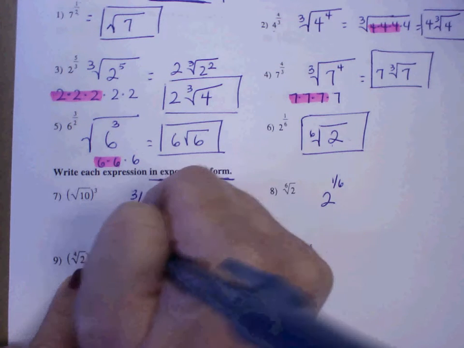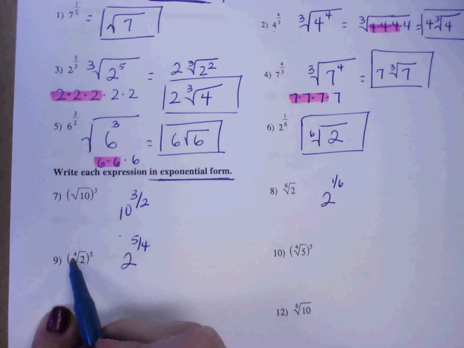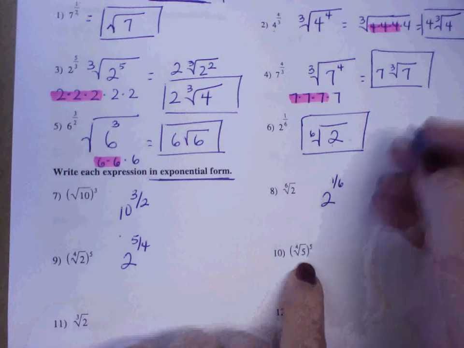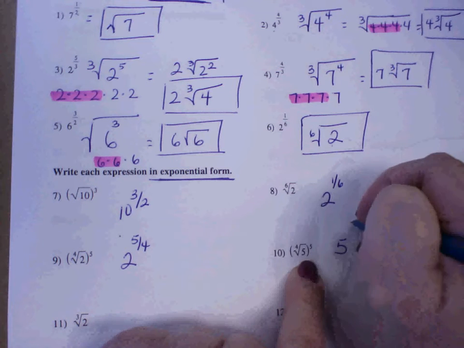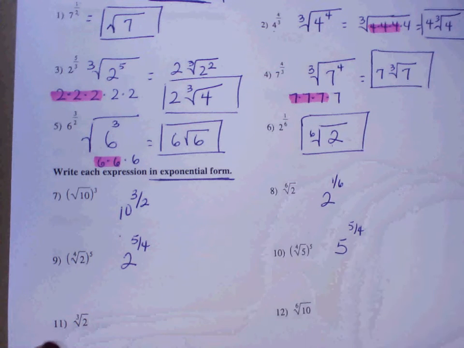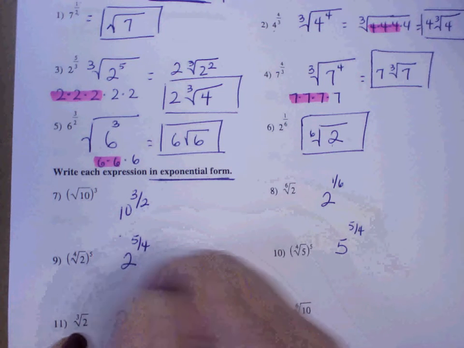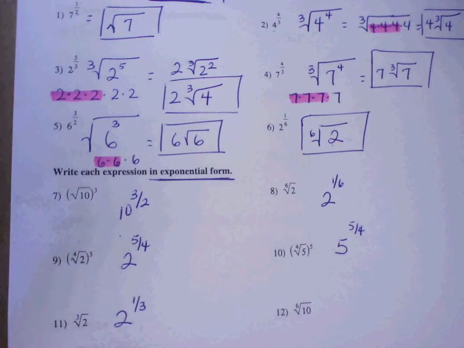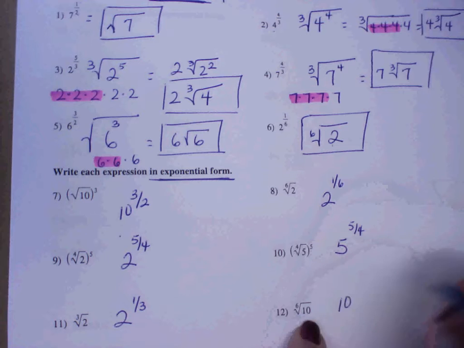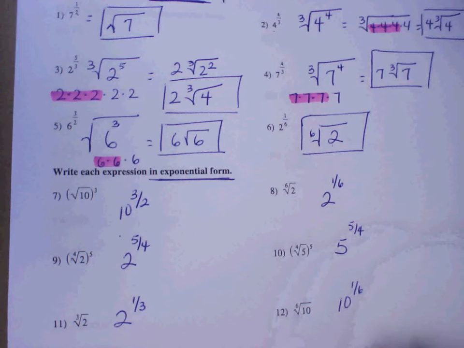All right. 2 to what power? 5/4. You got 5 2's, square root of 4. 5 to what power? 5/4. There you go. Good job. 2 to the 1/3, not 4. You only have one 2, and it's a cubic root. Yes? All right. 10 to what? 1/6. There you go. You're done with that part.